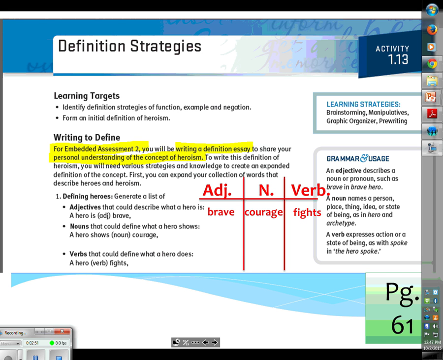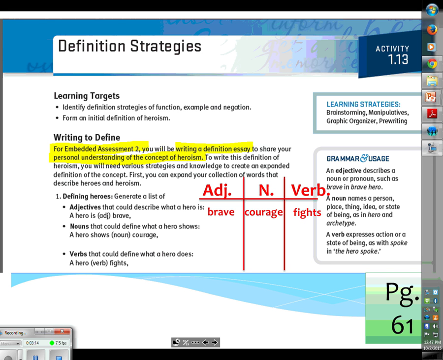What about nouns? What's a hero show aside from courage? Yeah, Chloe? Positivity. What else? Michael? Perseverance. Fantastic. Okay, what about verbs? What actions? Protect. They protect. Defend? And they help. These are all great verbs.